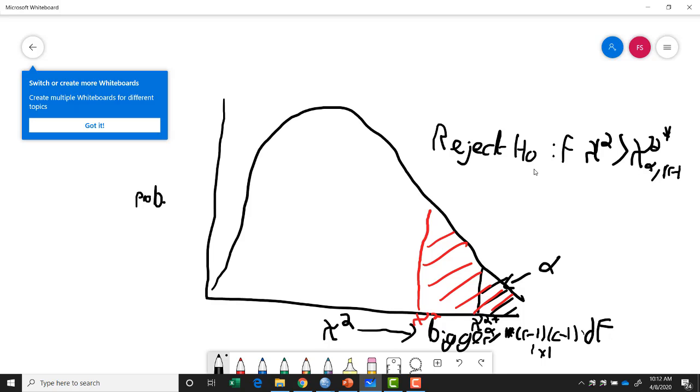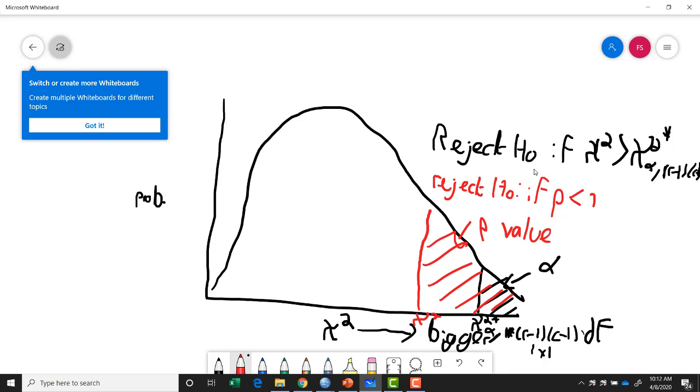Sorry, I hit the button on my pen. Okay, that's terrible, but that's R minus 1, C minus 1. But at the same time, this value in red is my P value, the value more extreme. And again, as we go to the right, eventually the P value hits the alpha, and we cross into the rejection region, it's less than alpha. So we also reject H0 if P is less than alpha.